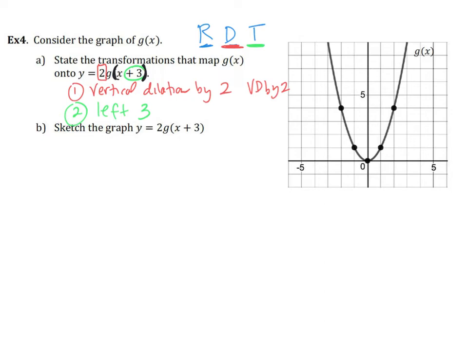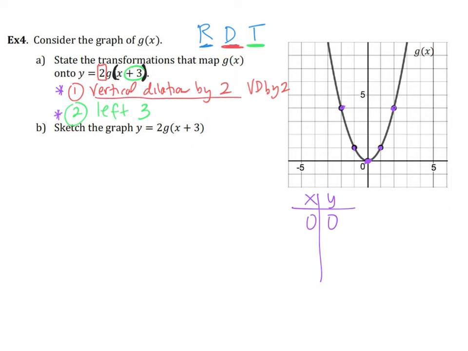Okay, so now part B asks us to sketch this graph given these transformations that have taken place. So I need to take each point and vertically dilate each point by 2, and I need to shift each point to the left 3. So we have 5 points here, 1, 2, 3, 4, 5, and we need to do each point. So I'm going to start with 0, 0. If I made a table, I have point 0, 0. I'm hoping you don't need to make tables, but if you do for now, that's fine.